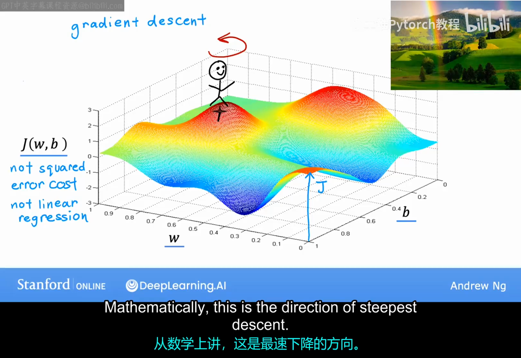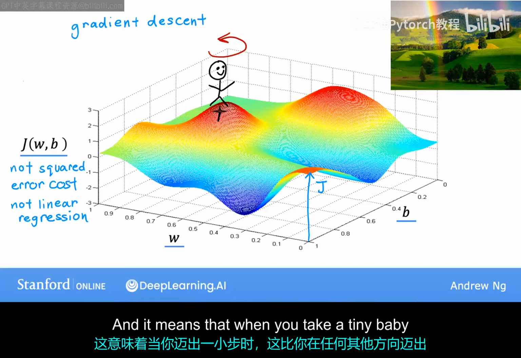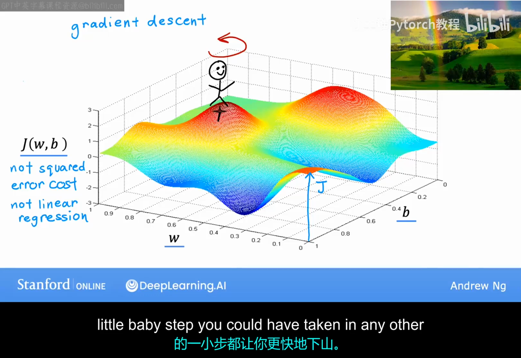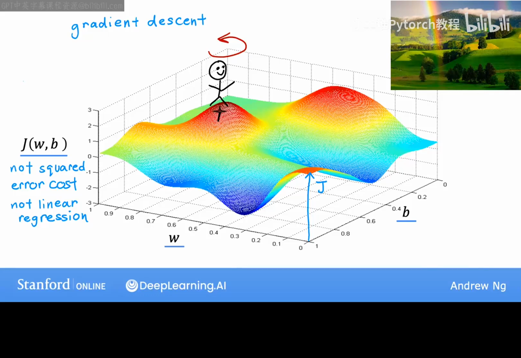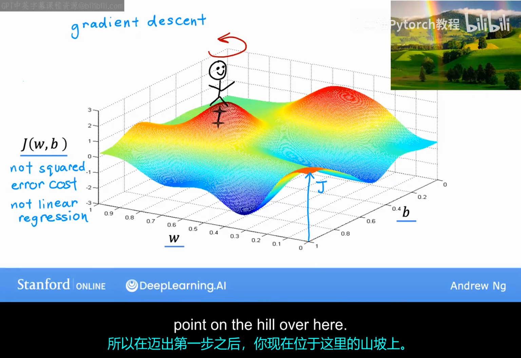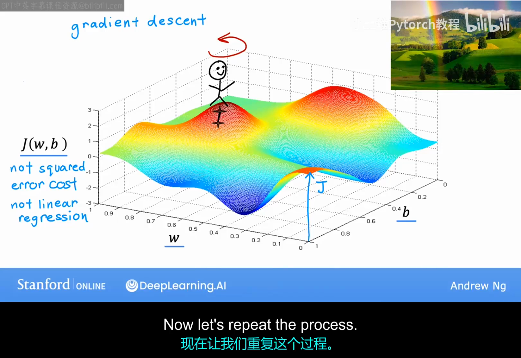Mathematically, this is the direction of steepest descent. And it means that when you take a tiny baby little step, this takes you downhill faster than a tiny little baby step you could have taken in any other direction. So after taking this first step, you're now at this point on the hill over here. Now let's repeat the process.